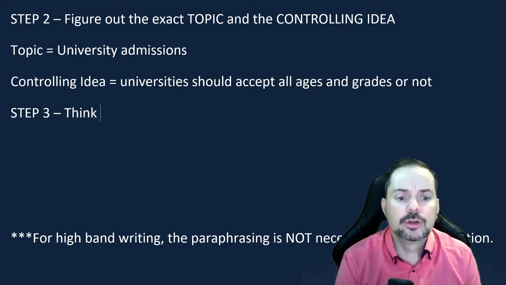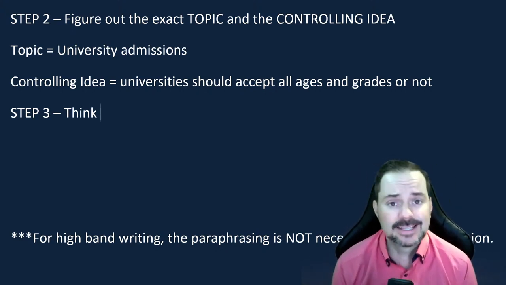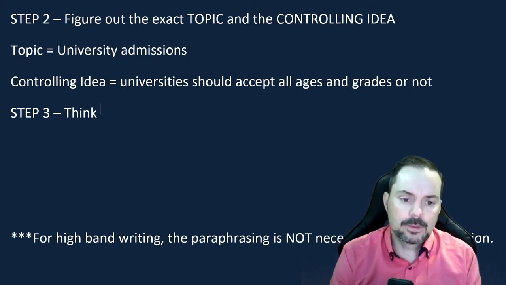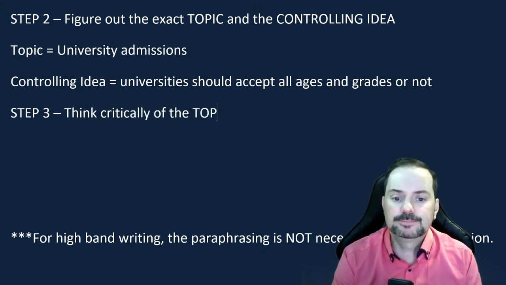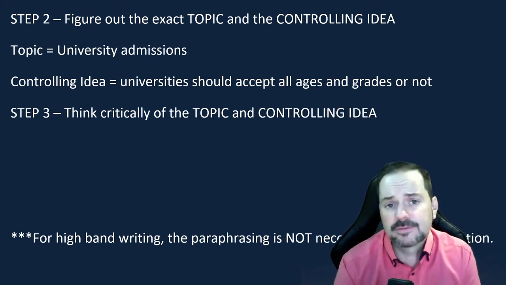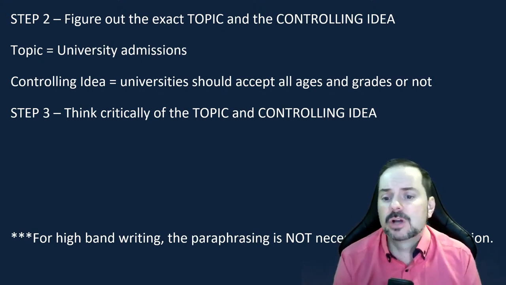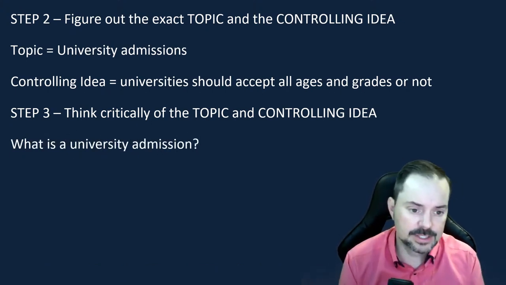Think critically. Good planning, 3-4 minutes of good planning before you write your task 2 essay will definitely help you to get a better band score, okay? So think critically of the topic and controlling idea. Practice this at home and you can do it very fast for the IELTS. Usually these questions aren't super difficult, okay? So think critically of the topic and the controlling idea. So what is a university admission? I'm really curious what you will answer for this.